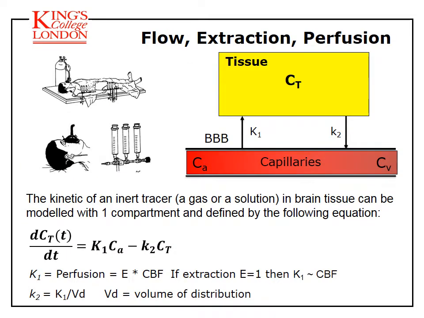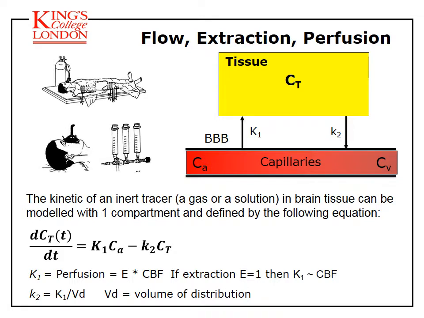The Kety-Schmidt method is described here. The subject was resting on a table breathing nitrous oxide. Nitrous oxide is an inert gas that is entirely extracted by the brain. It does not do anything and is then cleared to the venous system. From the picture you can see that there were two needles inserted. One in the radial artery to sample the gas concentration in arterial blood, the second one in the jugular vein, which makes this clearly an invasive methodology.